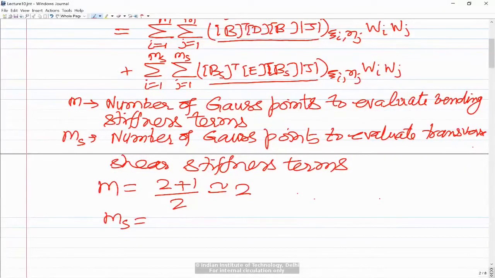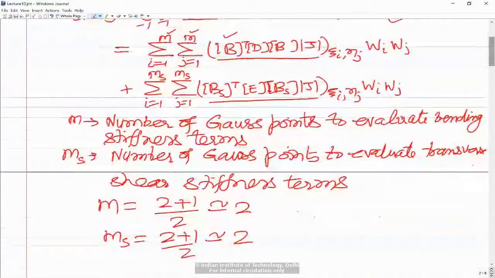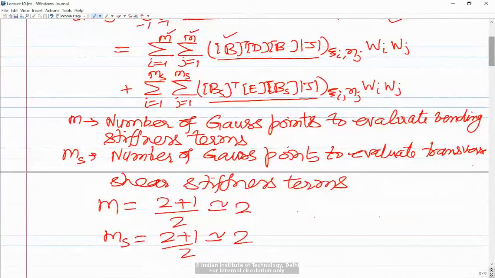Similarly for ms, in Bs also the highest power of xi and eta is going to be 1, and when you multiply Bs transpose E into Bs into J, the highest power of xi and eta is going to be 2. So ms will also be 2 plus 1 divided by 2, which is equal to 2. That means for the 4 noded isoparametric element, these terms would be the summation of 4 values at 4 points, because 2 along the xi and 2 along the eta direction will give you 4 points.